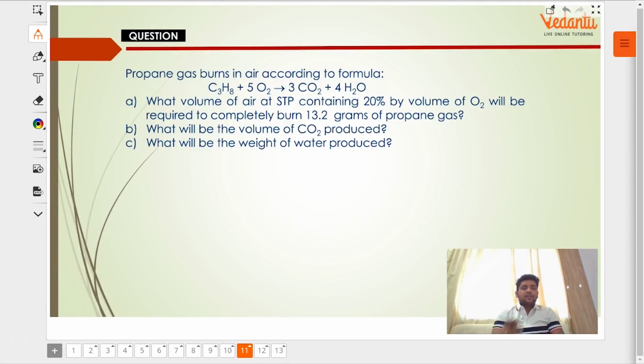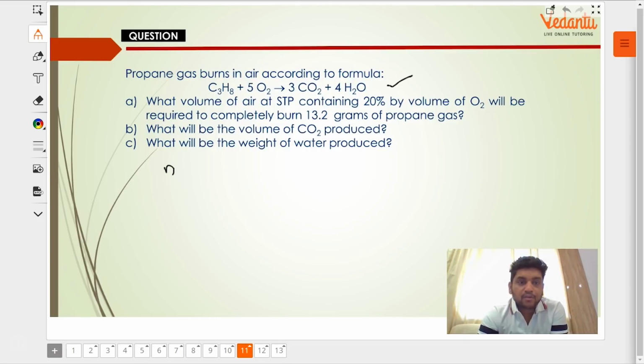Let's look at one question to just wrap up this thing and understand this better, right? Propane gas burns in air according to formula C3H8 plus 5O2 giving you 3CO2 plus 4H2O. Okay. What volume of air at STP containing 20% by volume of oxygen will be required to completely burn 13.2 grams of propane gas? Okay. So what do you know? You are given that 13.2 grams of propane gas is completely burnt, right?